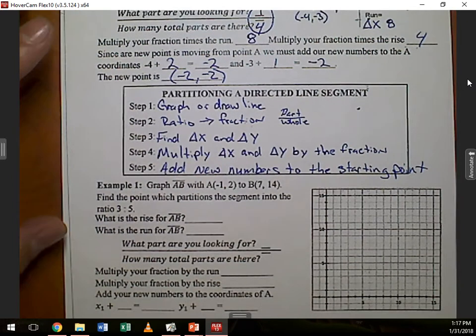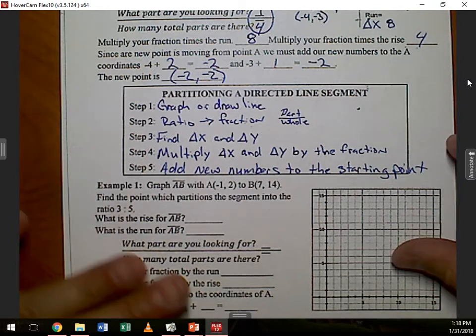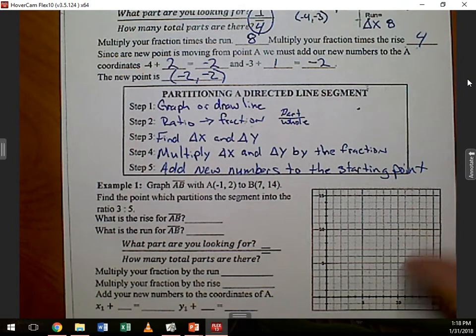Okay, does anyone need me to read that over again? All right, are you ready? I'll give you some more time if you need to copy this. And I'm going to show you how to actually do it a little bit more simplified than this.